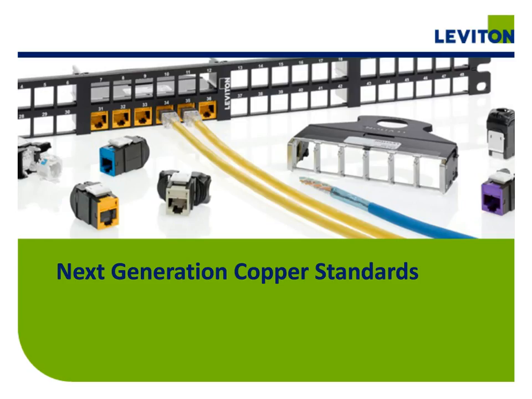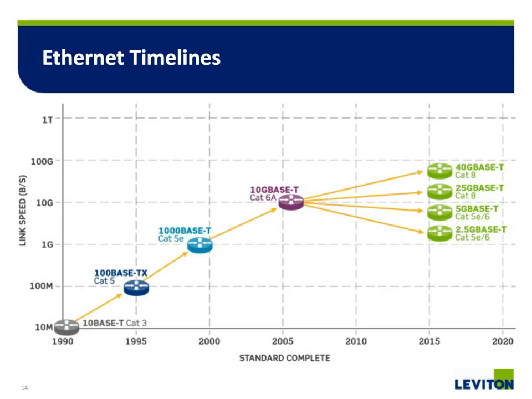Looking at the copper standards, this slide shows the trends from 1990, basically a 30-year period. Starting in 1990, we had Cat 3, and there has been a fairly standardized process of every 5 years, you get an increase in category rating. So 1995 was Cat 5. Around 2000, we had 5E. Then 5E and 6 for 1000BASE-T. Looking at 2005, that was when Cat 6A and the 10GBASE-T really hit its stride.